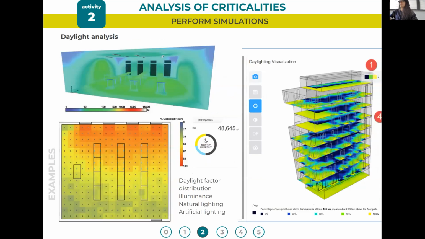Finally, another kind of analysis possible thanks to simulation tools is the analysis of daylight, not only daylight but also artificial light, with this software consenting us, thanks to the definition of the opaque and the transparent parts of the envelope, and according to the specific location of the building, to understand the distribution of the daylight factor and of the illuminance.